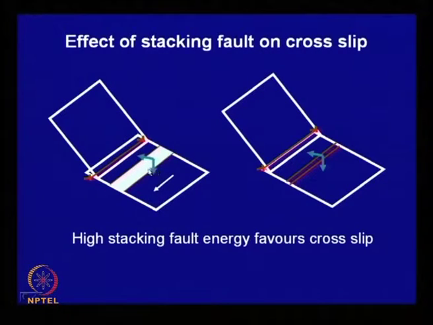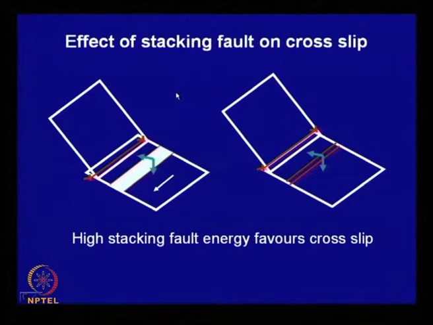For that to happen, you have to apply a stress high enough so that these two partials join together and become a perfect dislocation lying along this line. And when this becomes a perfect dislocation, it can cross slip onto another, the cross slip plane.